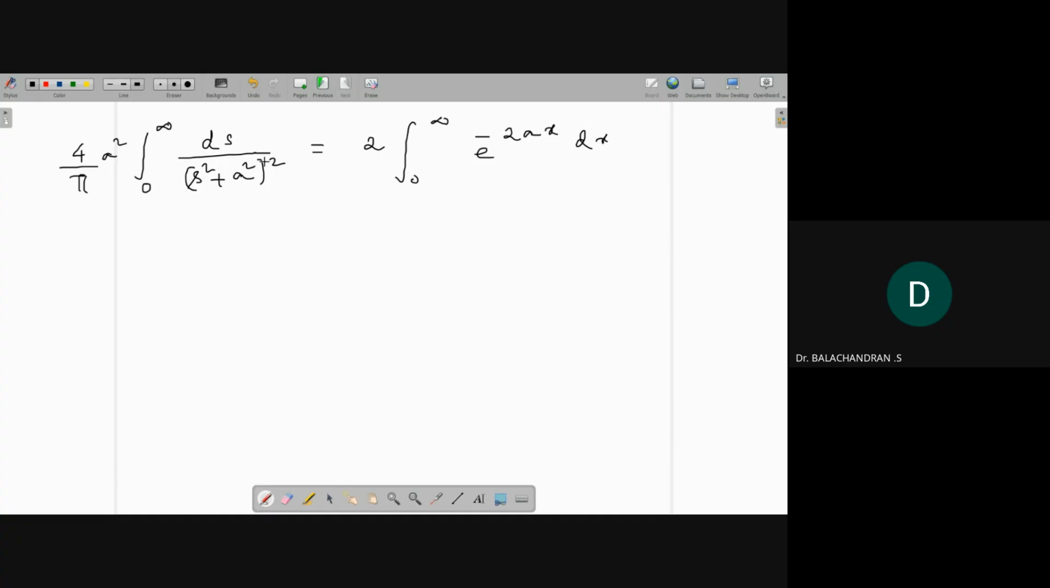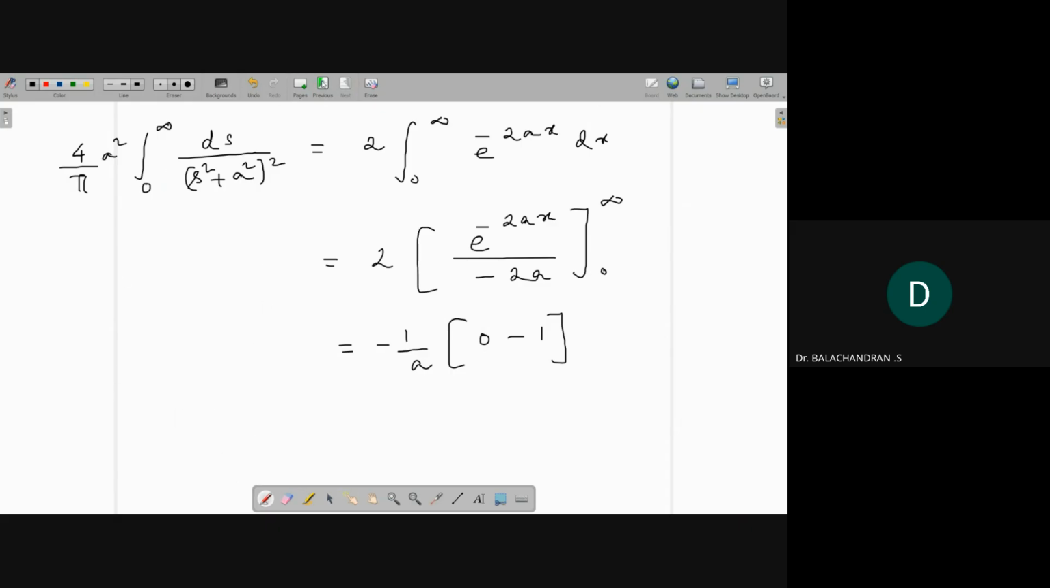So now, which is equal to 2 times, if you integrate this, you'll get e power minus 2a x divided by minus 2a. The limit is from 0 to infinity. So 2 gets cancelled. Minus 1 by a. Upper limit e power minus infinity is 0. Minus lower limit e power 0, 1. So you'll get 1 by a. But I need only this integral.